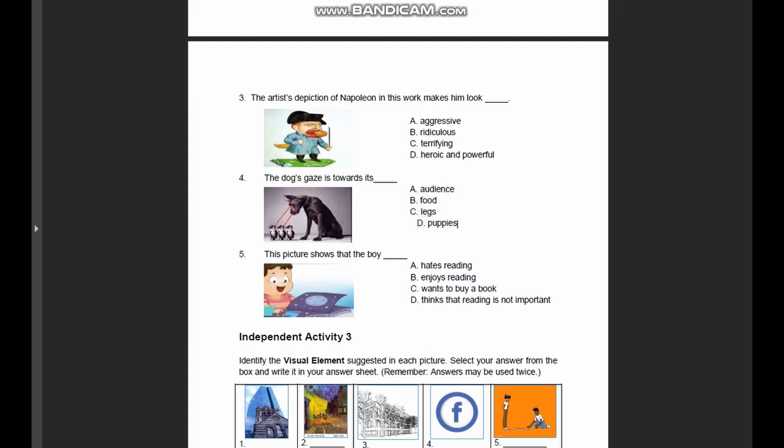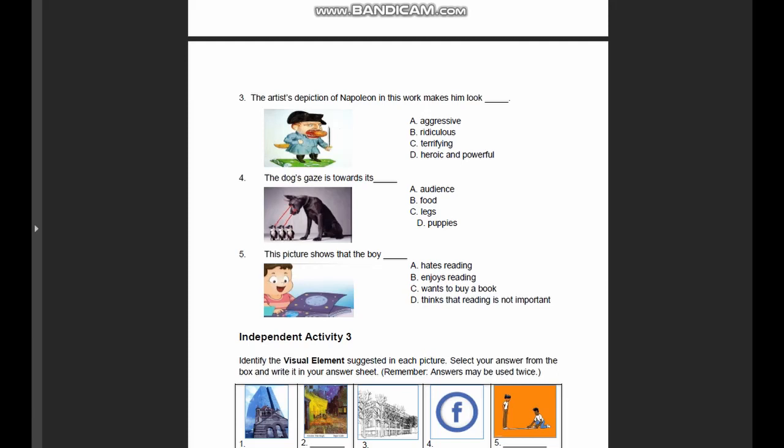Number 5, this picture shows that the boy blank. A, hates reading. B, enjoys reading. C, wants to buy a book. D, thinks that reading is not important. Write your answers in your answer sheet.